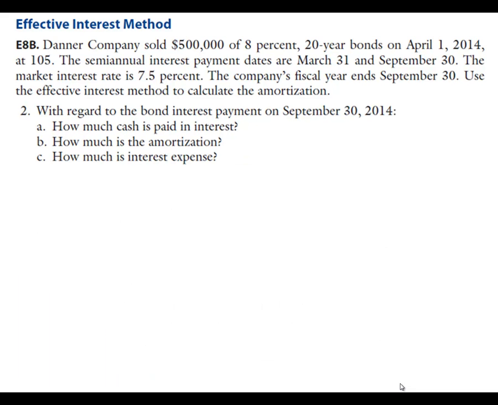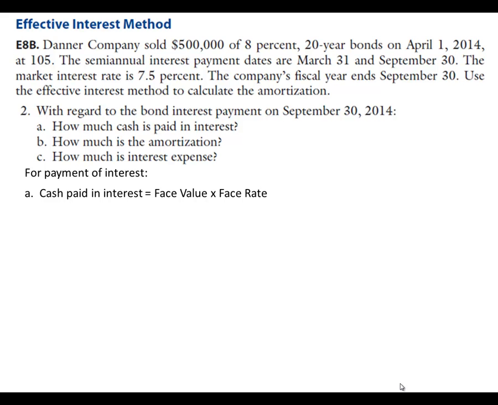Now let's begin looking at the payment of interest. Now this shows A, B, and C, but we're actually going to go A, C, and then B, because what happens in the effective interest method is it's easier to calculate interest expense before we calculate the amortization, and I'll show you what I mean. So the amount of cash paid in interest is the same whether you're using the straight line method or the effective interest method.